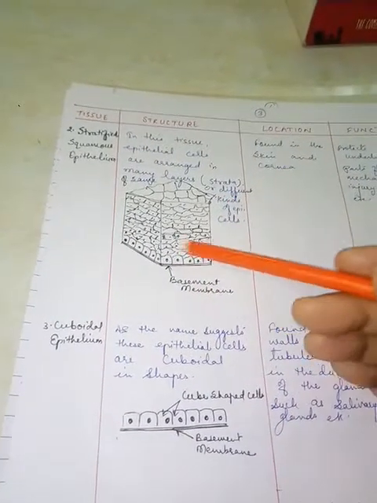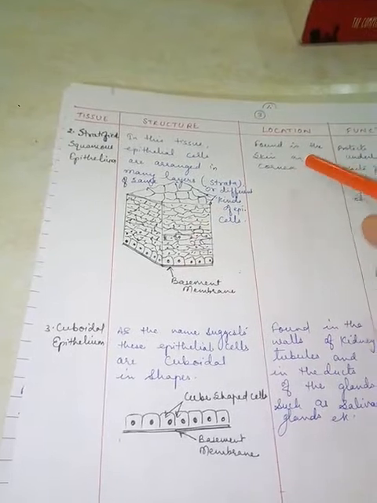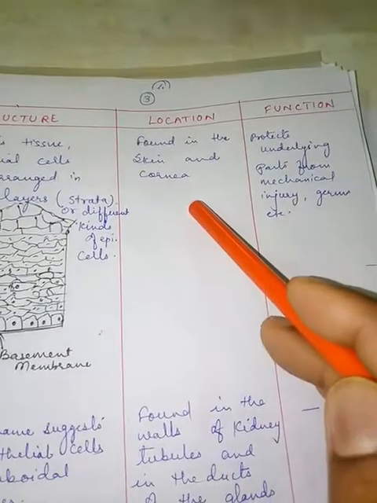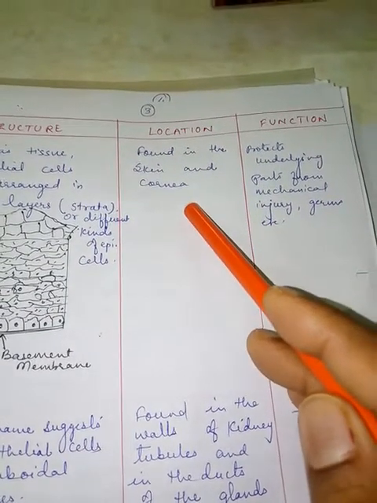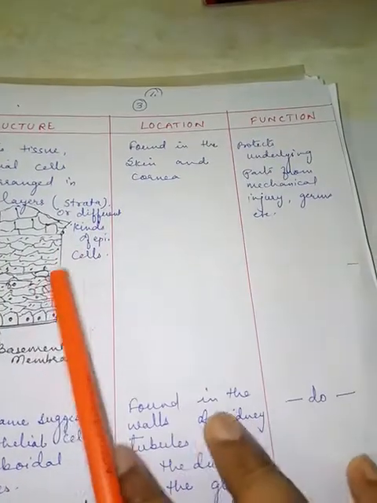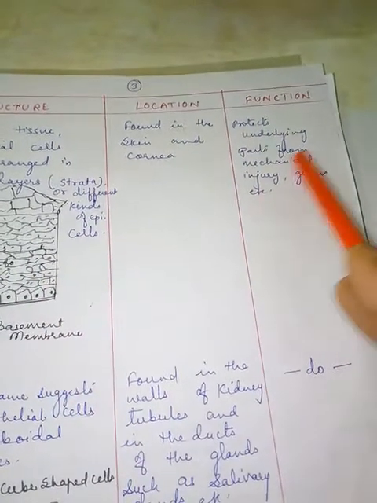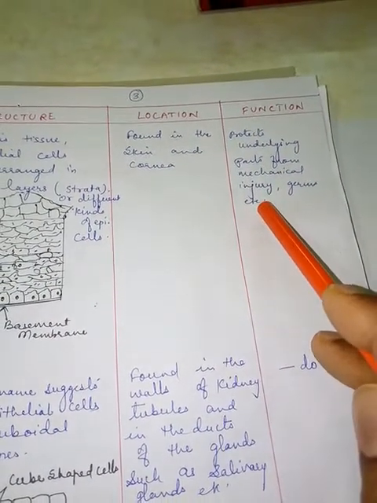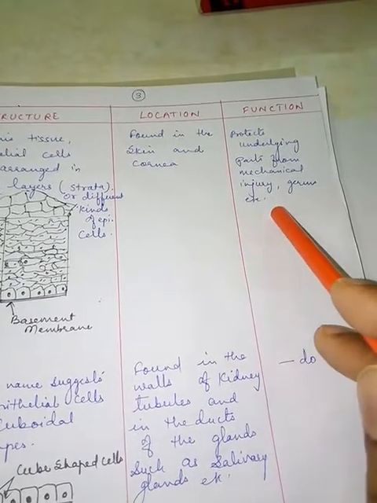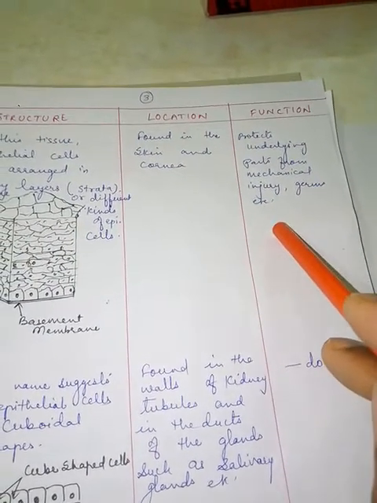Such types of tissues are basically present in the skin and cornea. And as far as its function is concerned, it protects the underlying parts from mechanical injury, germs, etc. So the basic role is protection and sometimes secretion also.